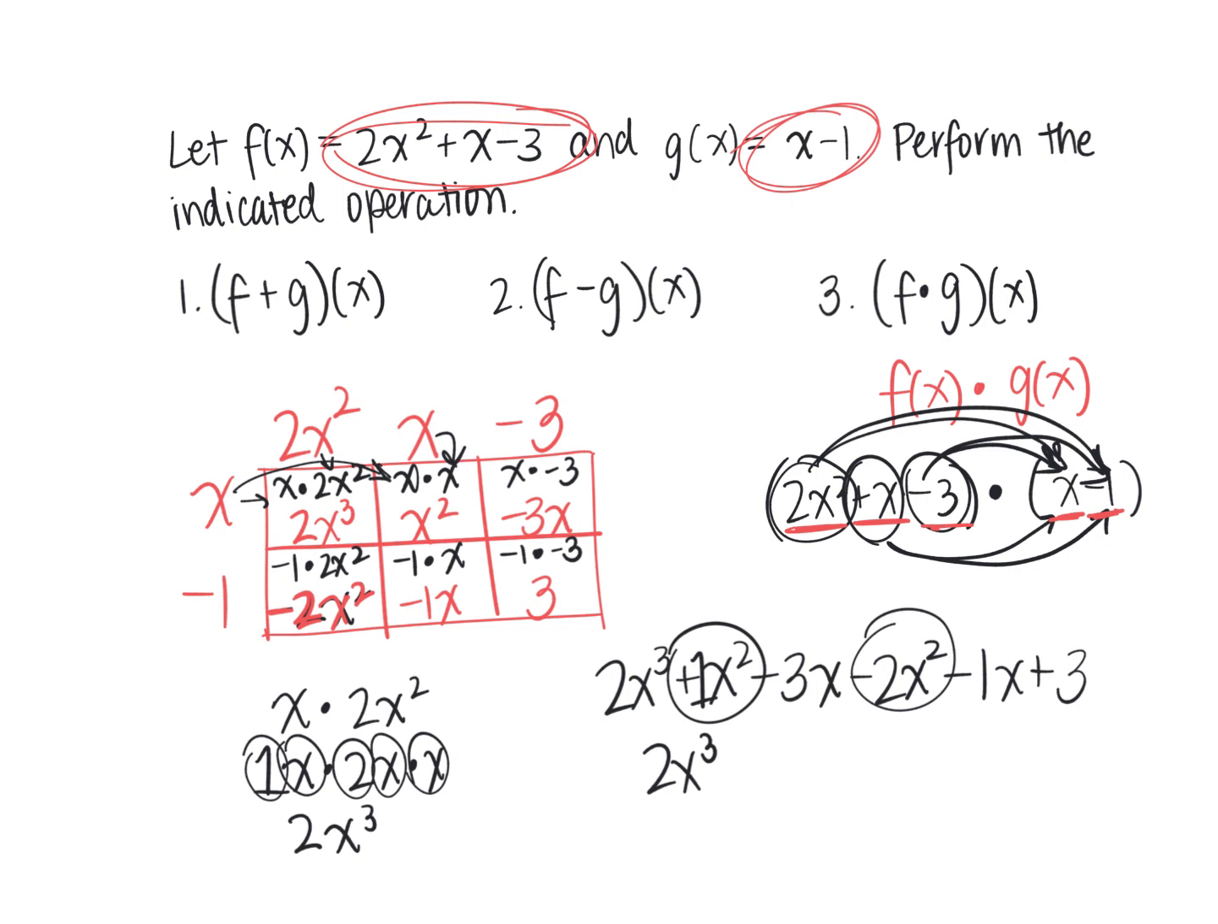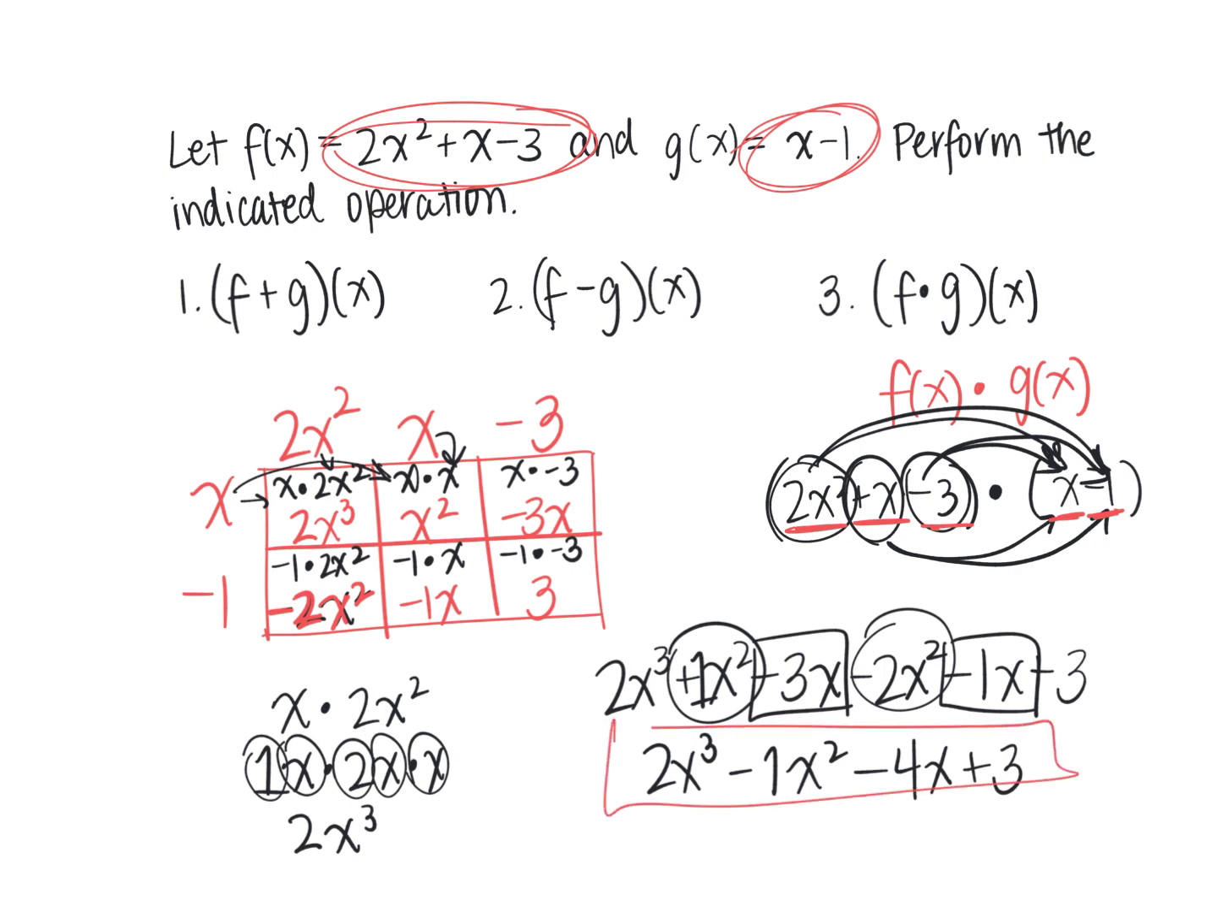Remember, this is an invisible 1, so 1 minus 2 is negative 1x squared. Then I have this negative 3x and a minus 1x. Negative 3 minus 1 is negative 4x, and the positive 3 doesn't combine with anything, so we just bring it down. And this is my final answer for multiplying.